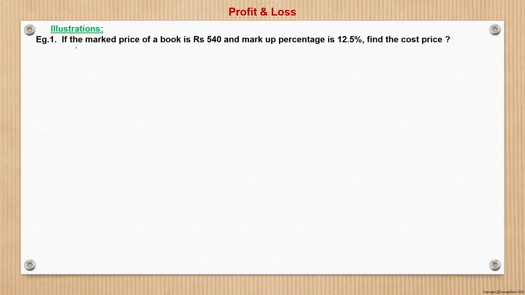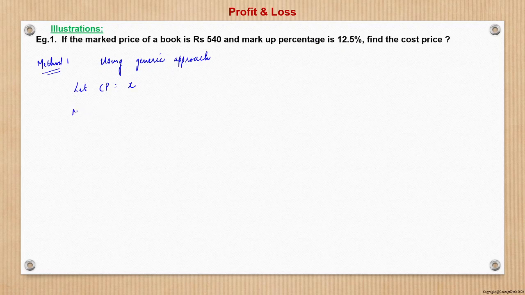Illustration 1 says, if the marked price of a book is 540 rupees and the markup percentage is 12.5%, find the cost price. I will try to solve this using both a generic approach and a time efficient approach. So method 1 is using the generic approach. Generic approach means that CP is equal to X, and the markup percentage is 12.5%.